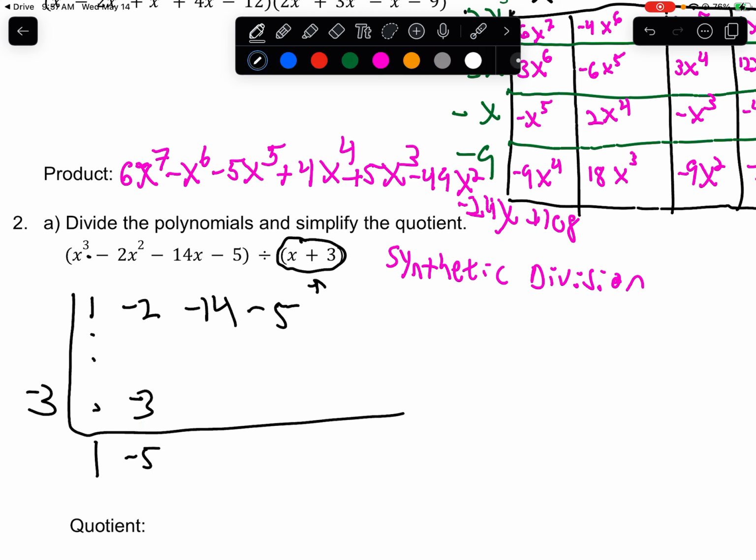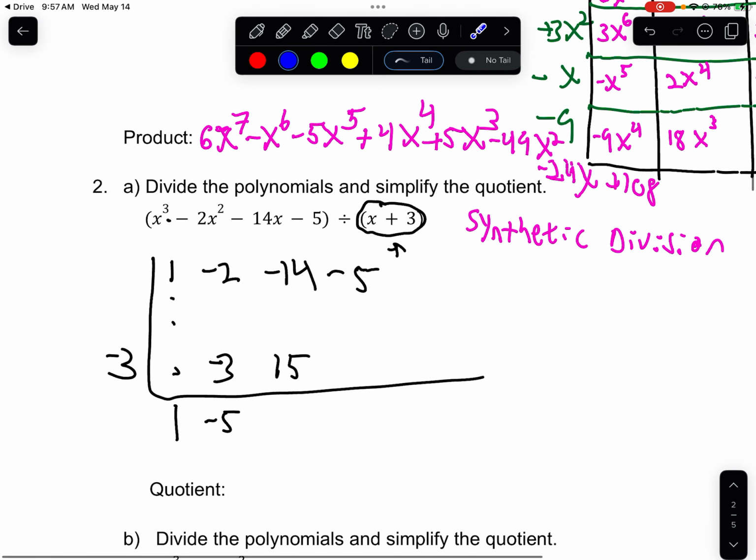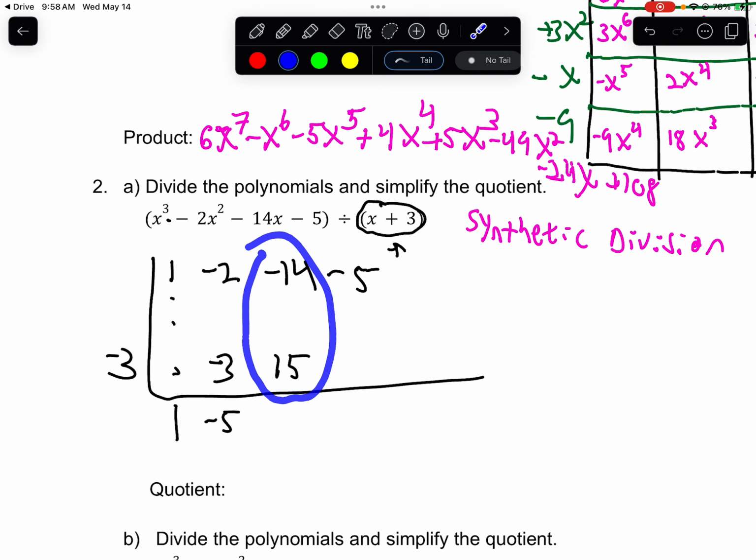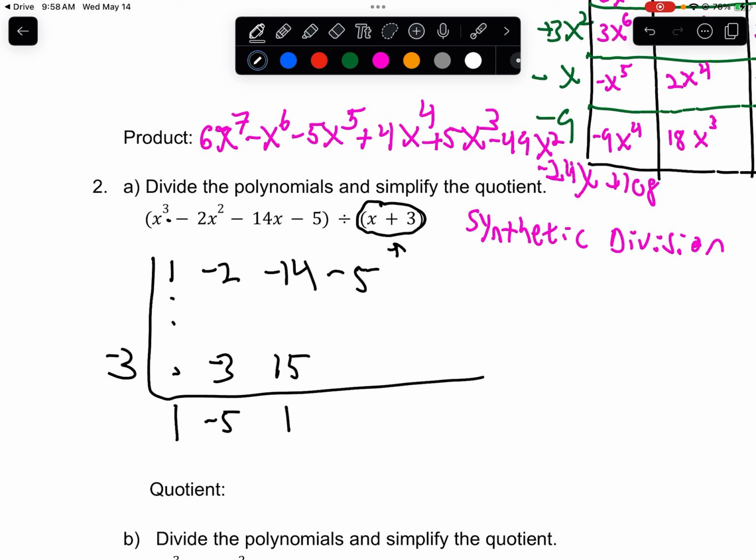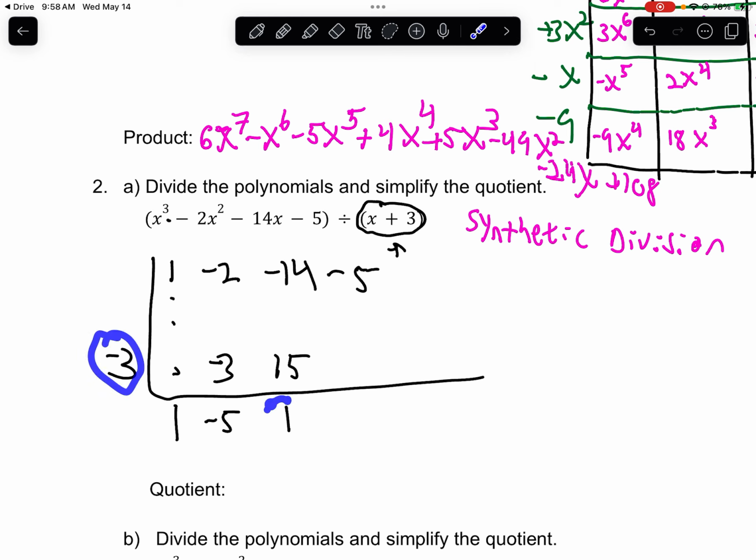And then, again, just replicate. You got negative 3 times negative 5. That gives you a positive 15. Now add. Okay? Right here. And negative 14 plus 15 is 1. Then, again, negative 3 times 1 gives you negative 3. Add. And you get negative 8.